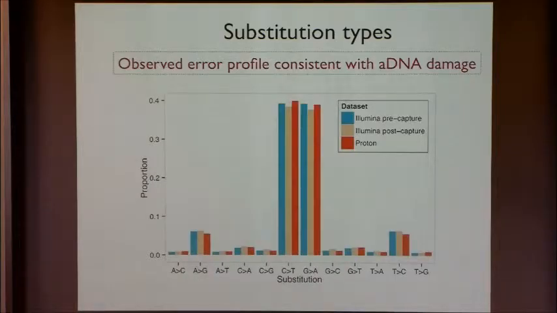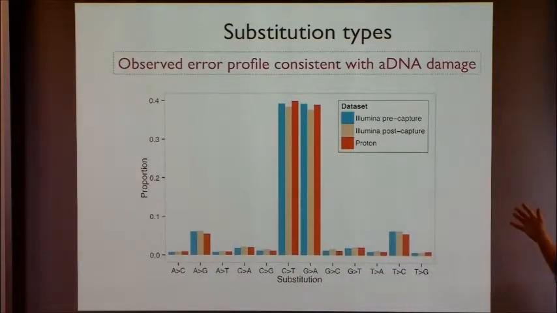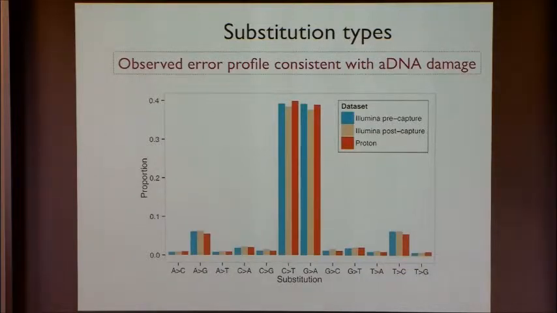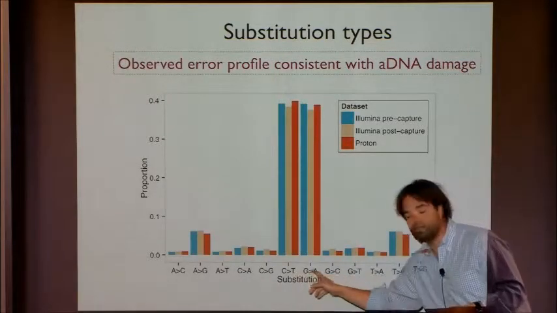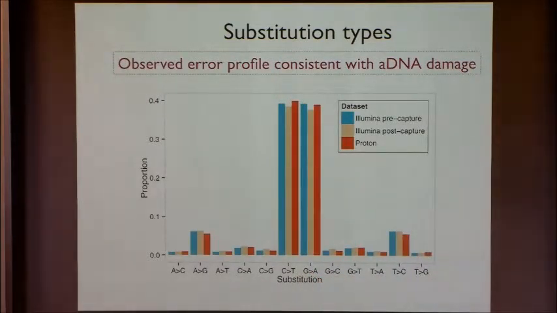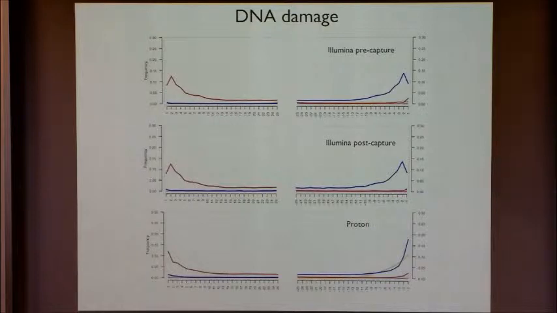All right. Now, it could also be we got a ton of contamination in the data. So maybe we're just sequencing Meredith or something like that. Turns out that's not the case. The substitution types are exactly what you would expect from ancient DNA, largely C to T and G to A substitutions. They also follow the characteristic patterns.